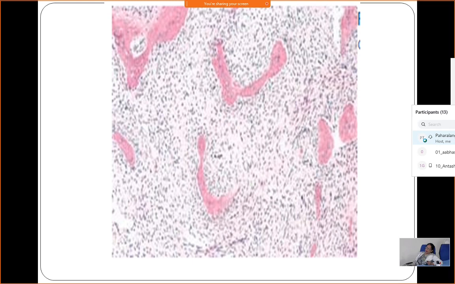Here, the bone osteoid, that pink material, is lined by spindle cells. So if you notice in the background, you're all seeing spindle cells. Okay, so this is a benign tumor. It can be involving one bone, or it can involve multiple bones.